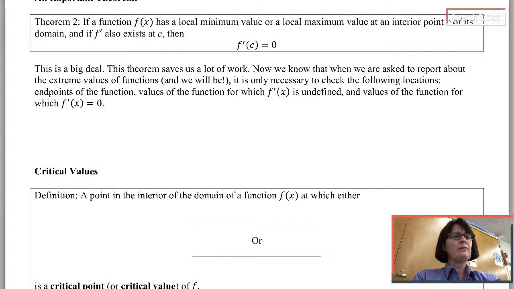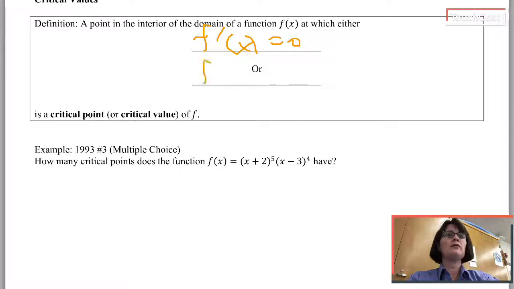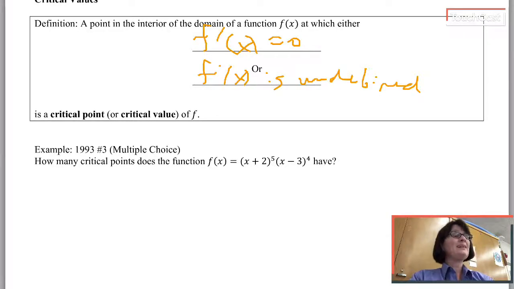A critical value is a value of a function, an x value, at which the first derivative is undefined or at which the first derivative equals 0. So this should say f prime of x equals 0 or f prime of x is undefined. Okay, so now let's start to practice.